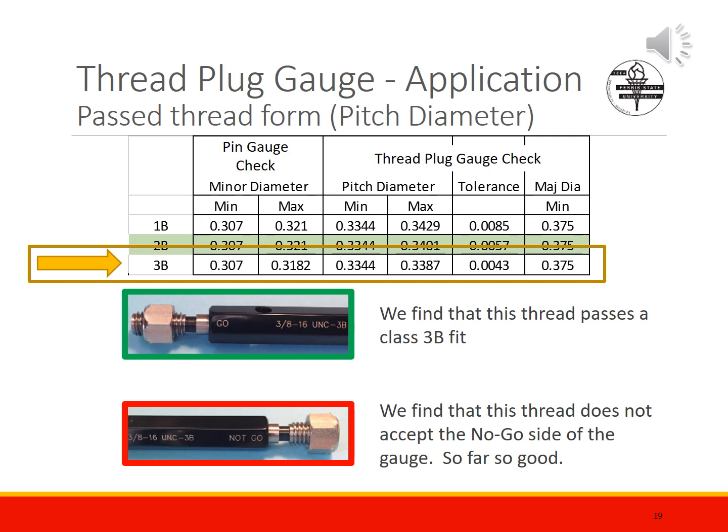So we grab our handy dandy 3/8 by 16 UNC class 3B thread gauge and also pull the corresponding thread spec. We check to see if our nut to be checked passes the go and fails the no-go. We thread the nut under the go, and okay, it threads on easily 3 turns and completely engages the nut. Good. Next we try the no-go, and yep, it no-go. So far, so good.